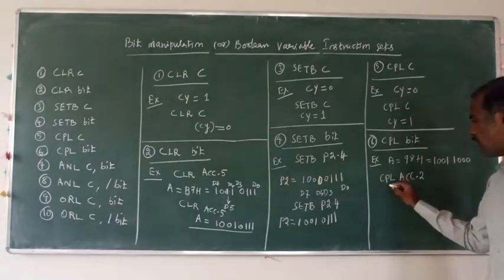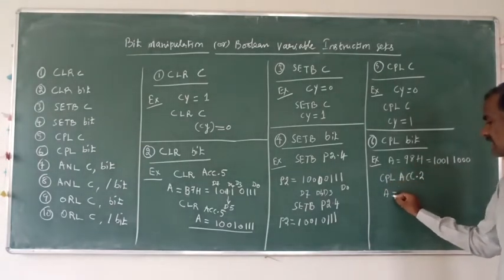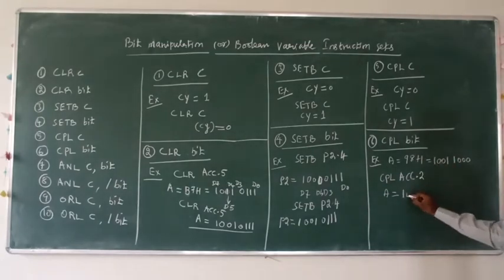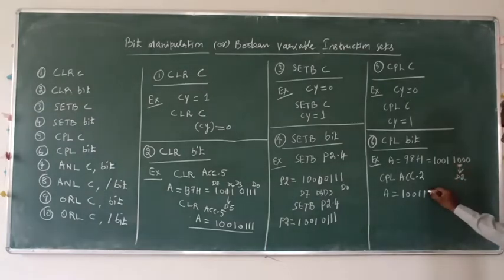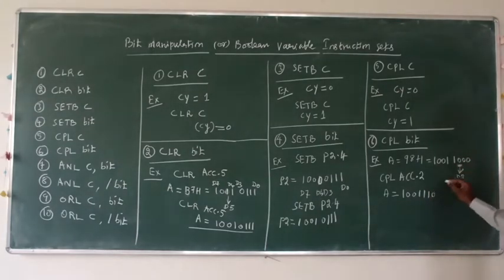Now after this instruction, what will be the accumulator content? This is 1, this is 0, this is 0, and this is 1, this is 1, and this is the D2 bit, the accumulator's second bit. Here the accumulator's second bit is 0. We have to complement it. Complement means 0 changes into 1 and 1 changes into 0. Here 0 will be changed into 1. Next this is 0 and this is 0. Now the result is 1100, which means C.